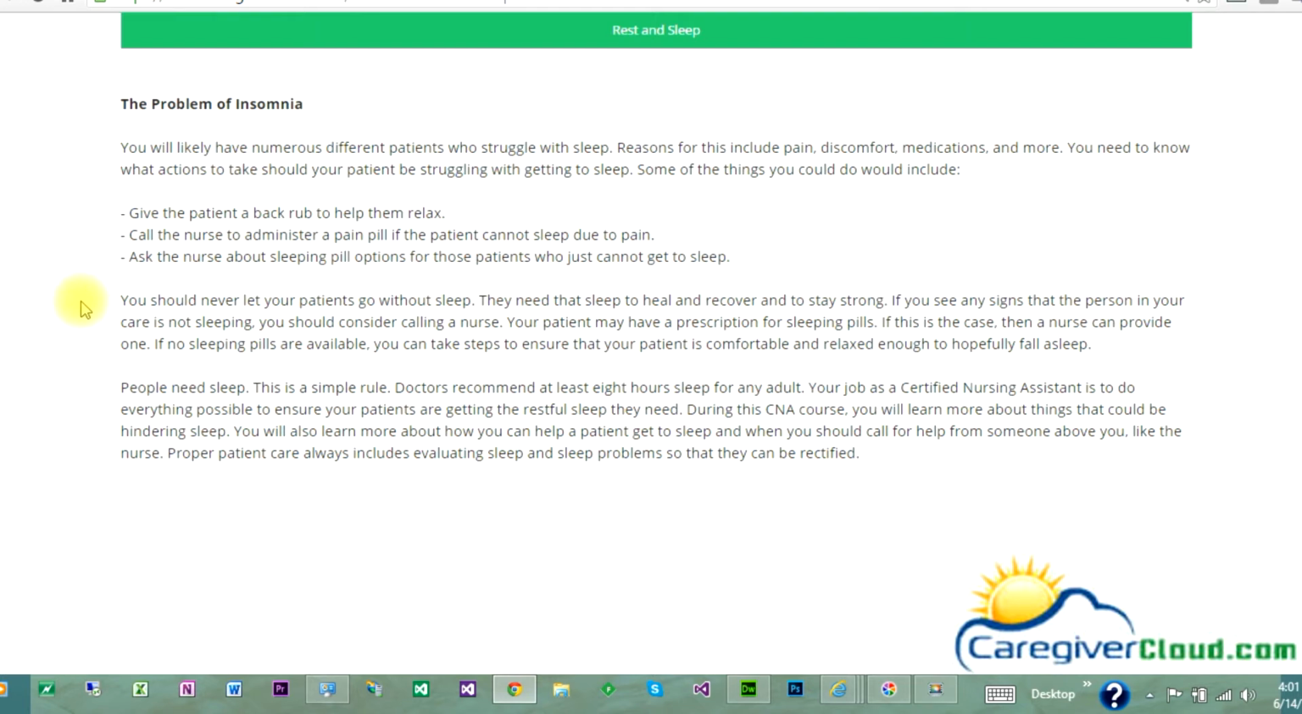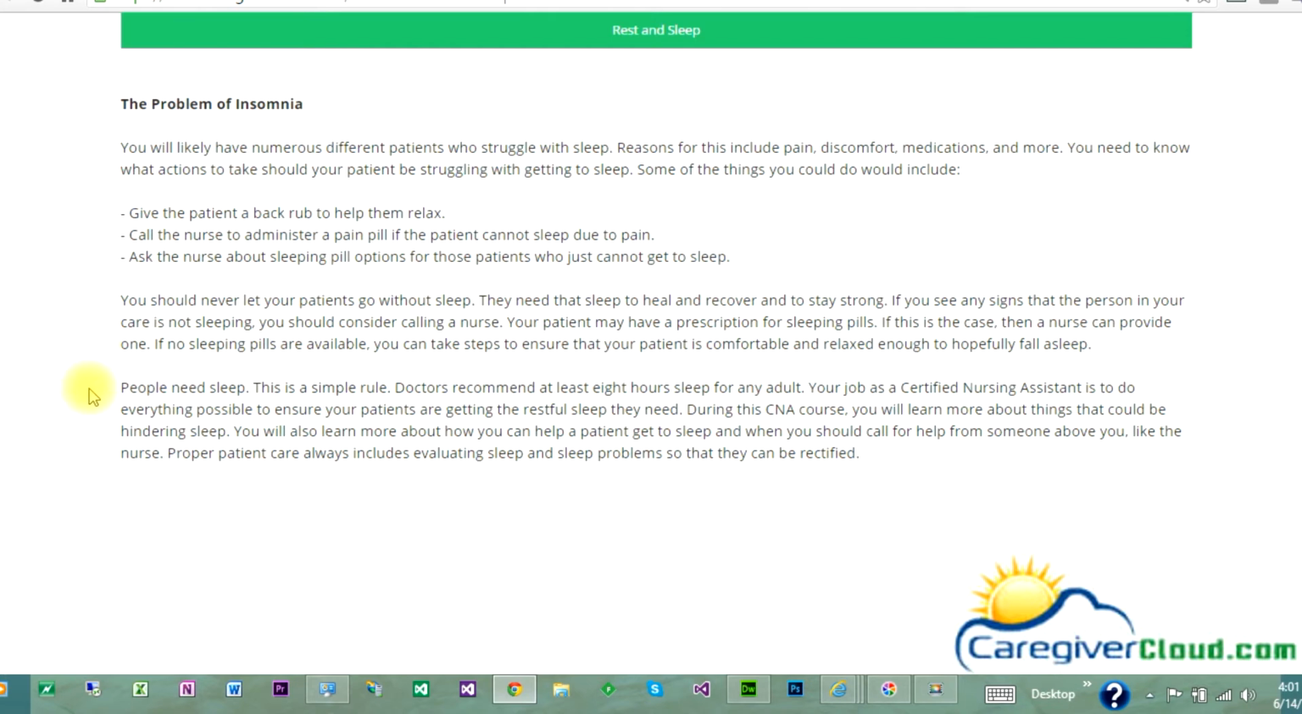You should never let your patients go without sleep. They need that sleep to heal and recover and to stay strong. If you see any signs that the person in your care is not sleeping, you should consider calling a nurse. Your patient may have a prescription for sleeping pills. If this is the case, then a nurse can provide one. If no sleeping pills are available, you can take steps to ensure that your patient is comfortable and relaxed enough to hopefully fall asleep.